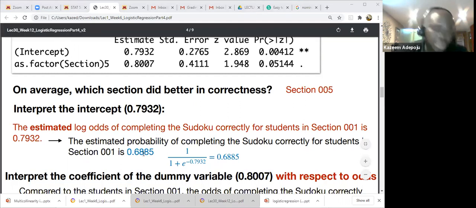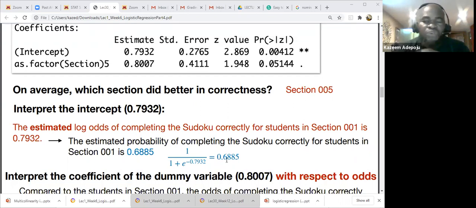You know what I'm going to do right now? I'm actually going to use this guy, the intercept. I'm going to plug it into the model and compute this guy here. So this is the corresponding probability of getting correctness for any student in section 001. Is there any one of you who needs clarification on how we interpret the estimated log odds and the way we interpret the estimated probability? Is there anyone who needs clarification?